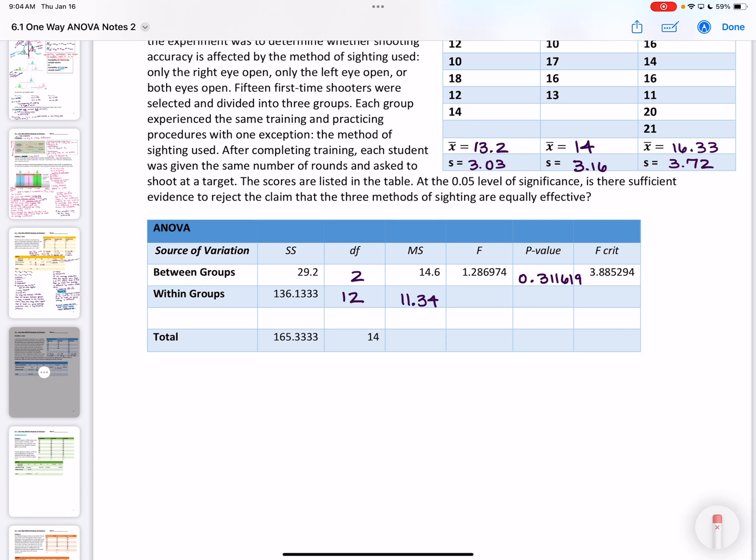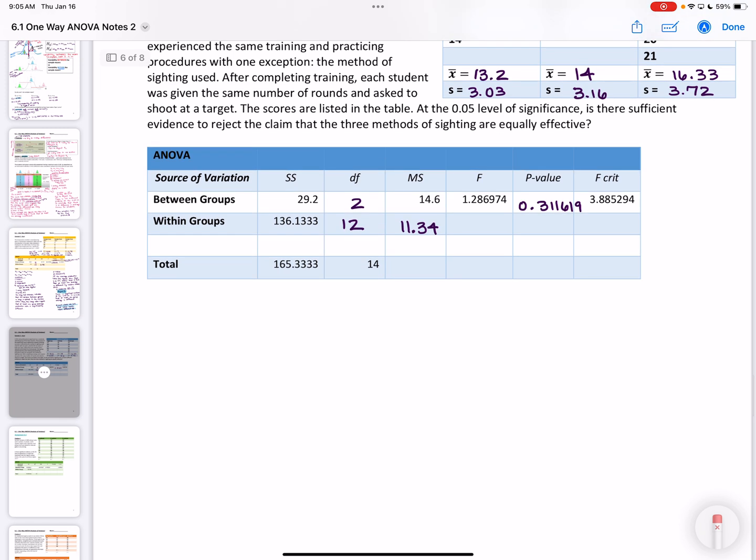So 212 for the degrees of freedom, 11.34 for the mean squares within groups, 1.286974 is your test statistic, and 0.311619. So that's everything you pulled from the Excel sheet, right? And the means and standard deviations. So your null is that the averages for the right eye group is equal to the average for the left eye group, which is equal to the average for both eyes. The alternate is that at least one is different, so not equal to.